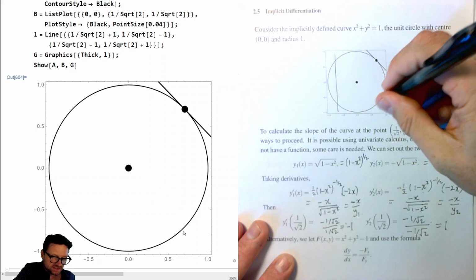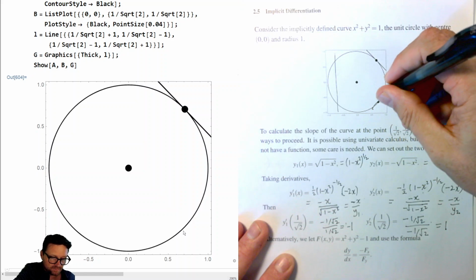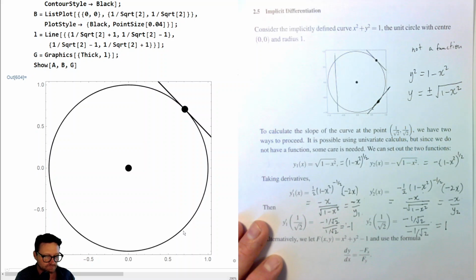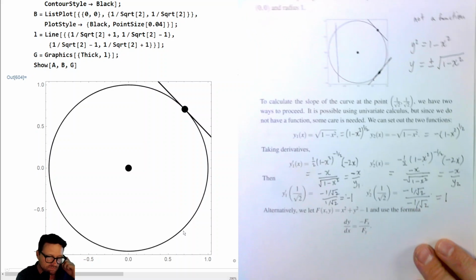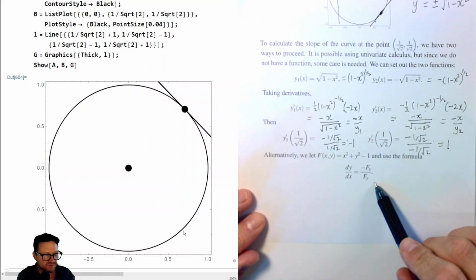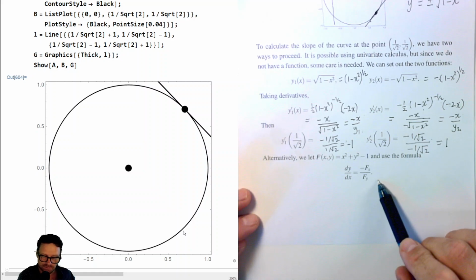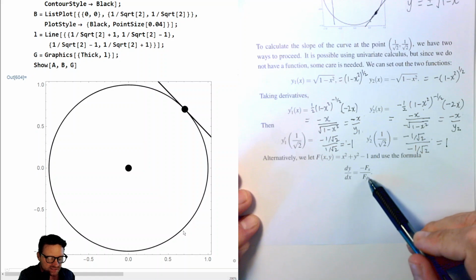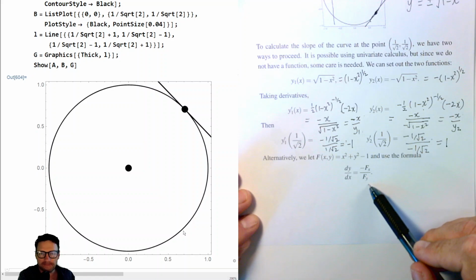Okay, so this is a slope of 1 at this tangent line. All right, so now let's use possibly a more sophisticated method, because we've got a nice simple formula for doing this. So dy/dx is minus f subscript x over f subscript y.